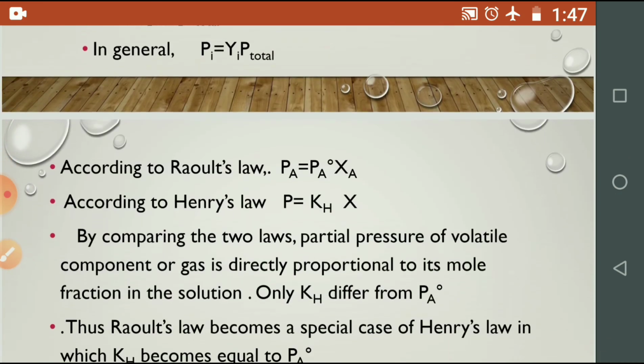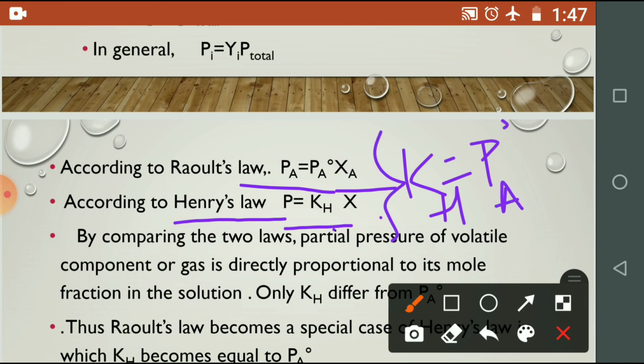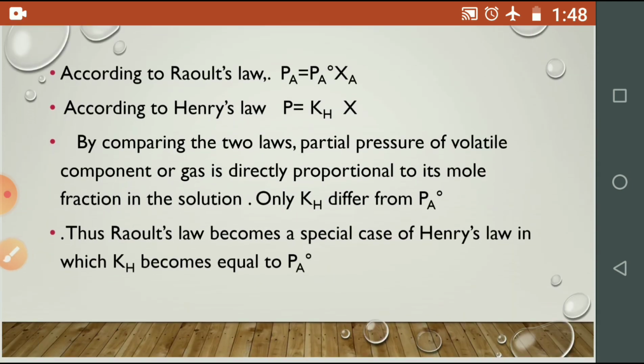According to Raoult's law for liquid mixture, PA is equal to P naught A into XA. According to Henry's law, for a gas in a liquid, P is equal to Kh into X. If we compare these two, Kh when it becomes equal to P naught A, the two laws are one and the same. All the components are same, only they differ in the constant Kh and P naught A. So by comparing the two laws, partial vapor pressure of a volatile component or a gas is directly proportional to its mole fraction in the solution. Only Kh differs from P naught A.